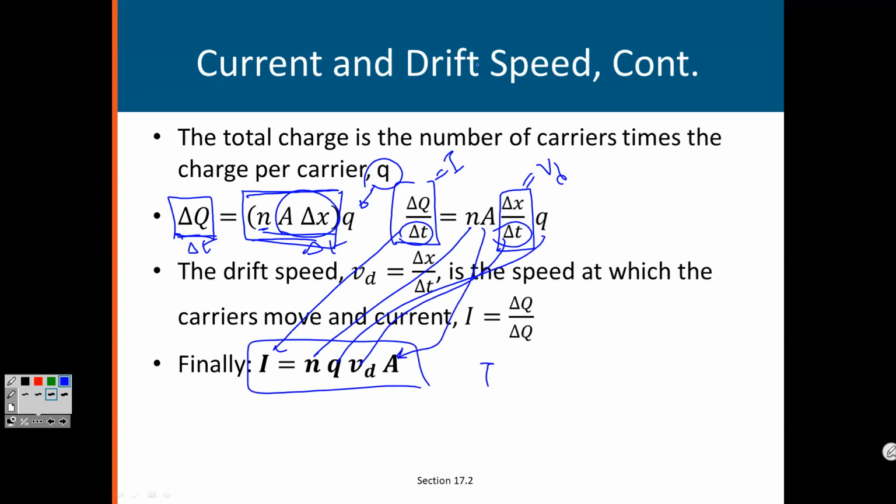So now we have a relationship between the current and the drift speed. This is the area of the cross section, n is the density of charges, how many charges per unit volume, and Q is the charge of one charge carrier. Okay, fine. So we got the first equation of this chapter, which relates the current with the drift speed of the charge carrier, the area, the charge of a charge carrier, and the charge density.